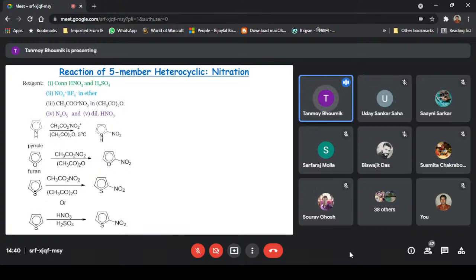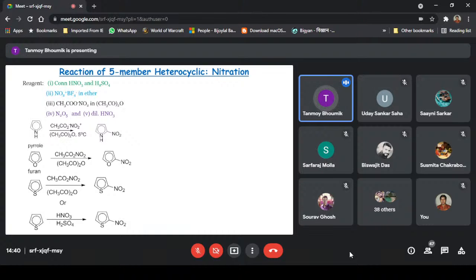So this nitration process is done with the mixed acid, like concentrated nitric acid and concentrated sulfuric acid. There is also NO2+ BF4- in ether, and acetyl nitrate in acetic anhydride. Also, there are some specific reagents: N2O5 and dilute nitric acid.